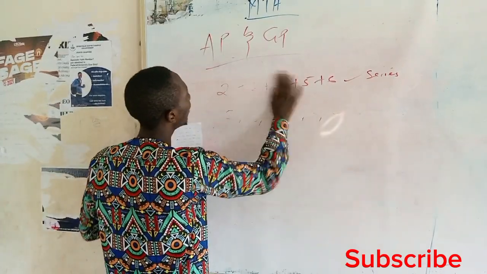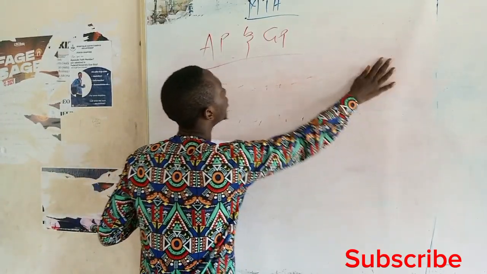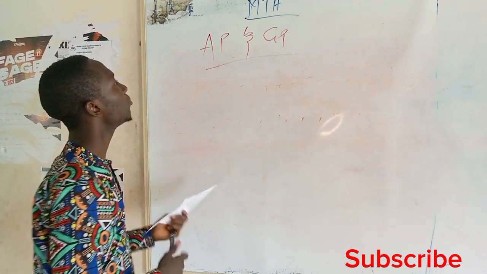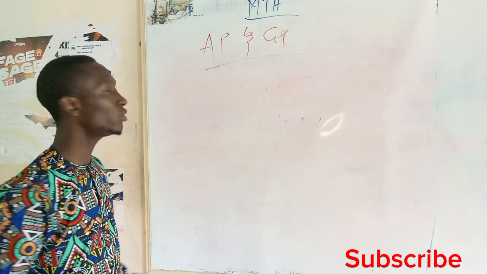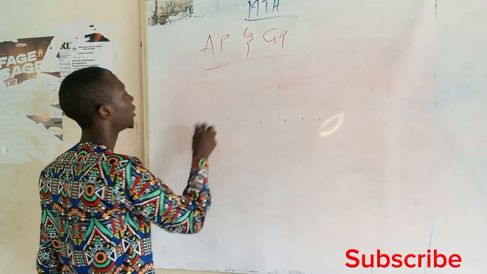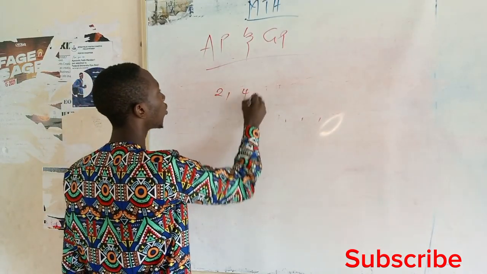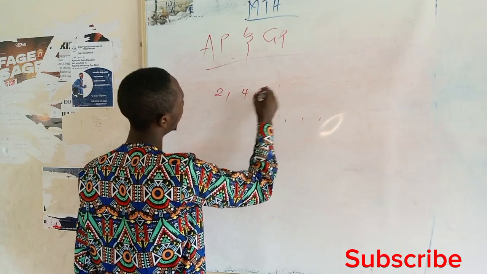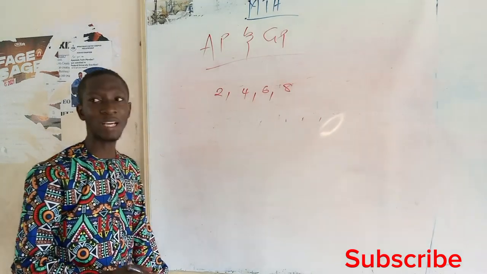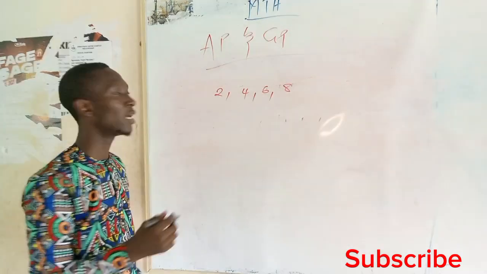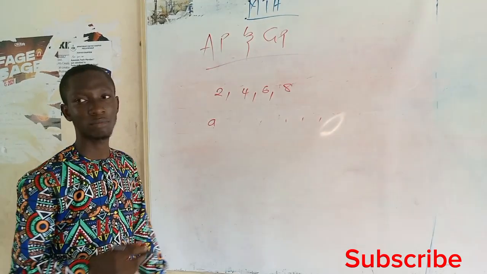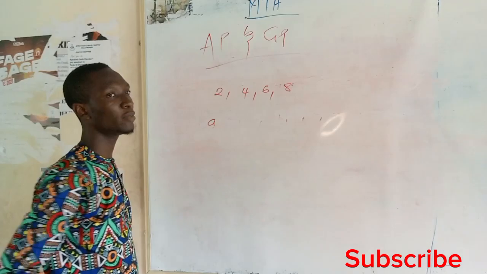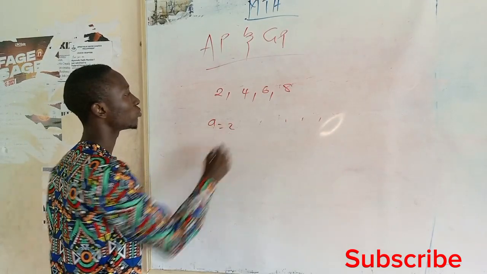There's another thing under AP. Now I move down to AP. There's something you have to take note of under AP. Let's say you have this sequence, which is 2, 4, 6, 8. Now the first number here is called your first term, and it is denoted by A. So what is your first term in this sequence? It will be 2.